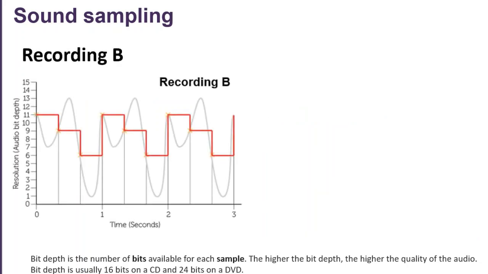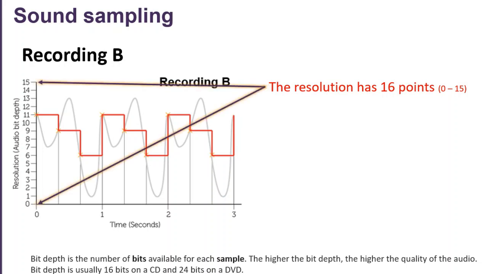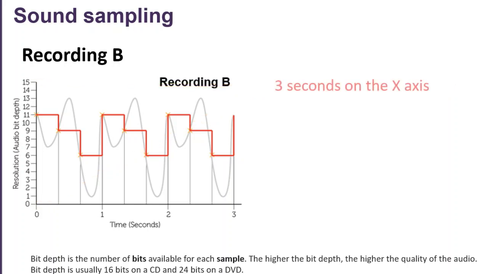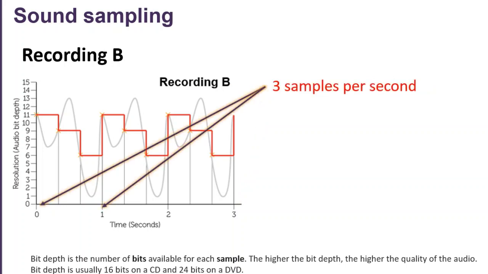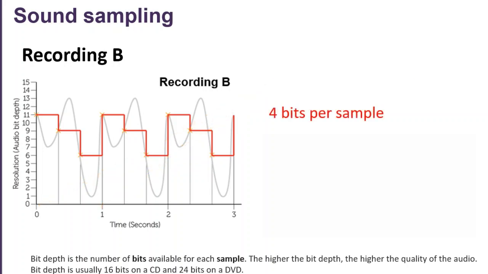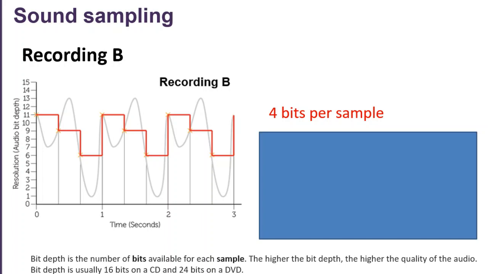If we look at recording B, we can see the resolution has 16 points this time, so starting from 0 up to 15. Okay, here we go, that's the resolution, the bit depth. Okay, and we have 3 seconds on the x-axis. 3 samples per second, so instead of the 6 samples we've got 3 samples, and this time we're going to go for 4 bits per sample because we have now 15 on our resolution.